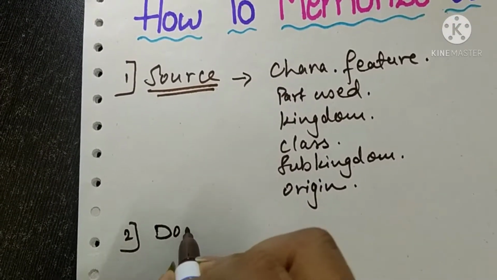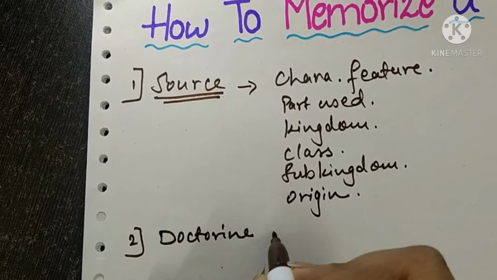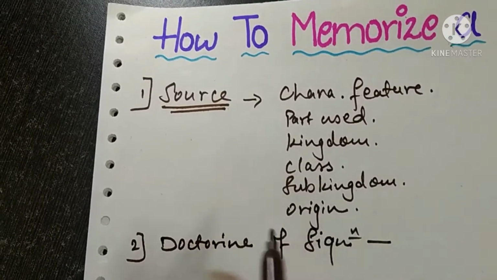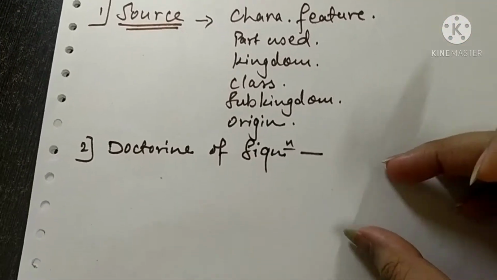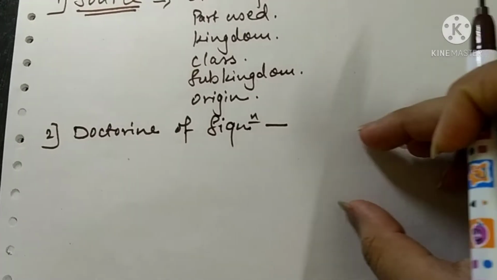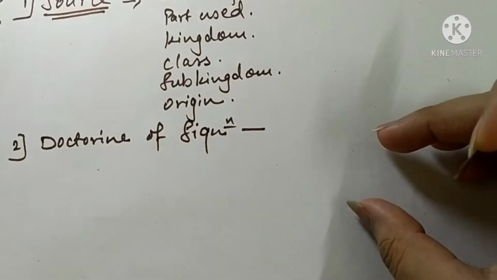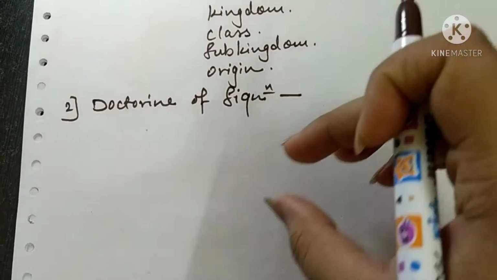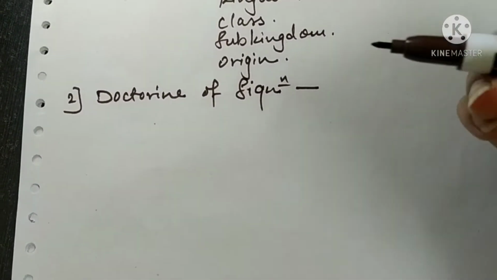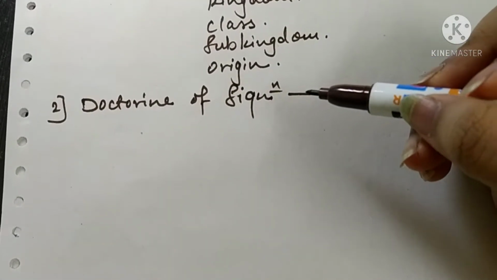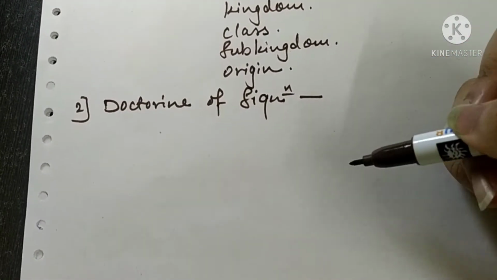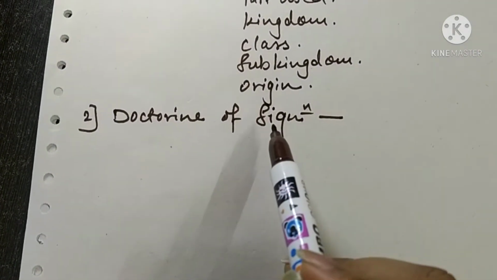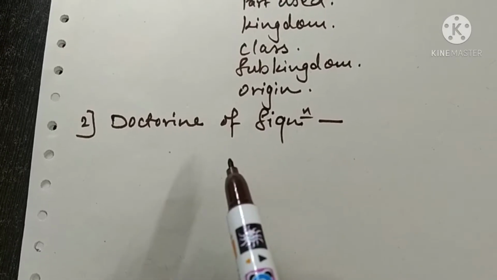Then doctrine of signature, this is more important. Why is it important? Just because if that particular remedy has that action, or that behavioral action, then this will also be seen in the patient. It will always be present in mentals as well as in physical characters. So doctrine of signature is most important to remember that particular drug.